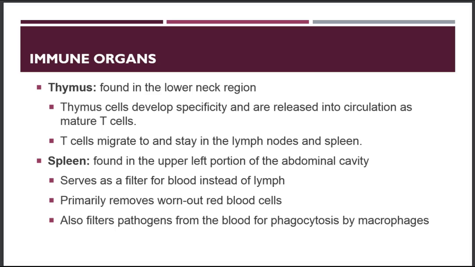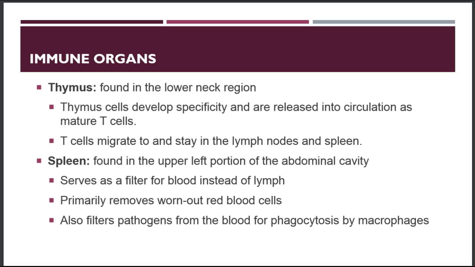It's found in the upper left portion of the abdominal cavity. It serves as a filter for blood. So it's not really filtering lymph, although lymph fluid is going to flow in these different structures. It's really filtering blood. It primarily removes worn out red blood cells. It also filters pathogens from the blood for phagocytosis by macrophages.